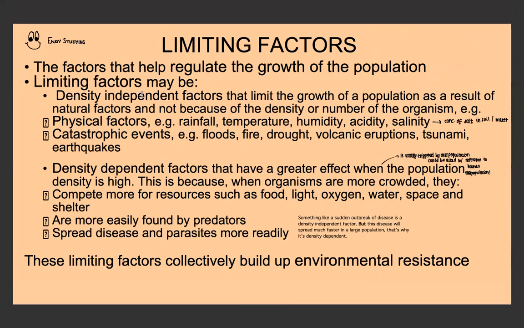Density independent factors are factors that limit the growth of the population as a result of natural factors and not because of the number of the organisms. So they'll affect the population numbers whether there's 3 animals or 1,000 animals. It doesn't matter how big the population is. These are factors like physical factors, so rainfall, temperature, humidity, and so on. And catastrophic events, so natural disasters, floods, fire, droughts, etc.